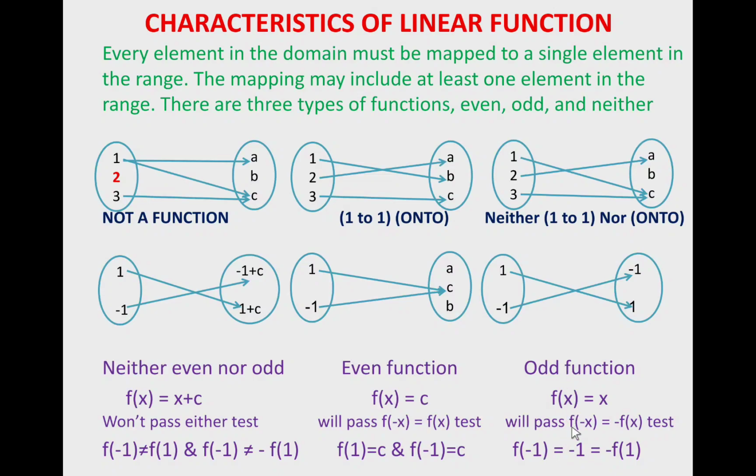So these are the conditions. If this condition is satisfied for every x in the domain, the function is odd. If this condition is satisfied for every x in the domain, then this function is an even function. And if neither of these two conditions is satisfied for a function of this type, then the function is neither even nor odd. That's it for this video, and thank you for watching.